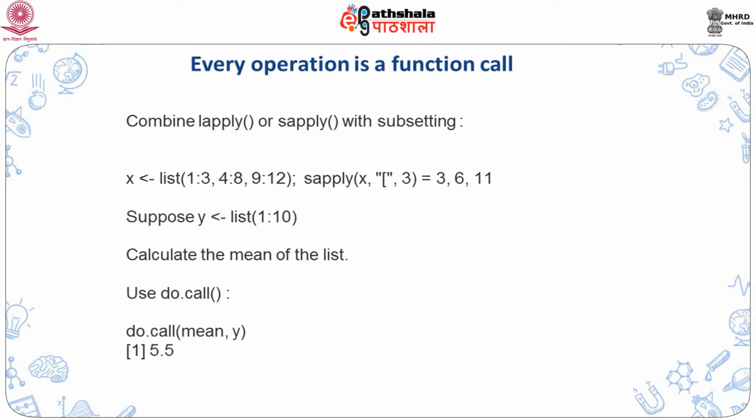Now suppose our y is a list of 1 to 10. You know that this is a list because it is given within the list function. So how could you calculate the mean of this list? You need the do.call function, and as arguments you need to give, within the first bracket, mean comma y. And let us see what we are having here. Basically we are having the mean of the 10 numbers 1 to 10, which is 5.5.